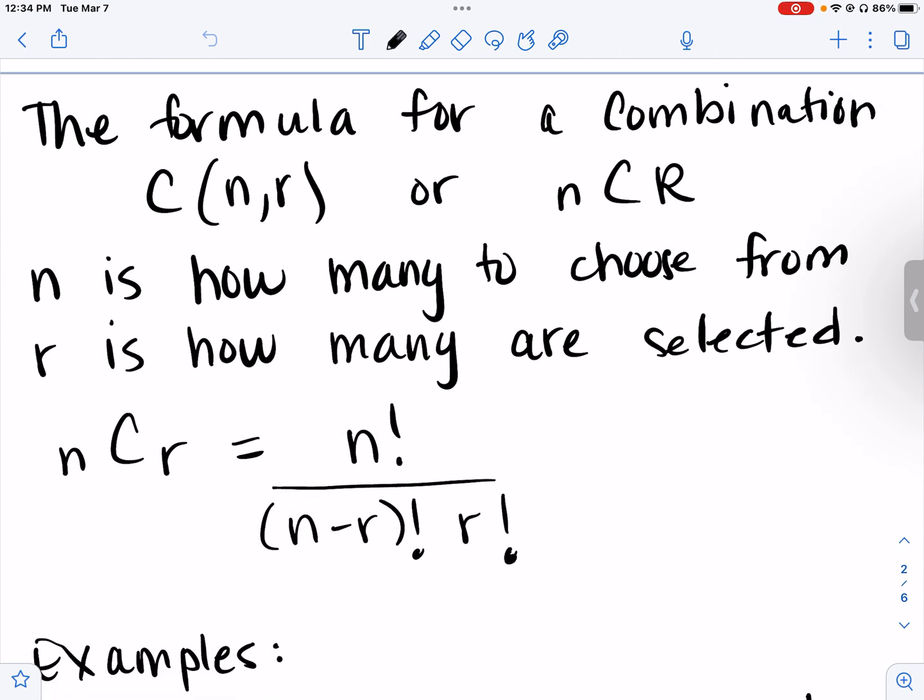The formula for a combination, we say C of N choose R, or we can also write N C R. N is how many to choose from. R is how many are selected. In the formula, you put N factorial on top, N minus R factorial in parentheses on bottom, and R factorial also on bottom.